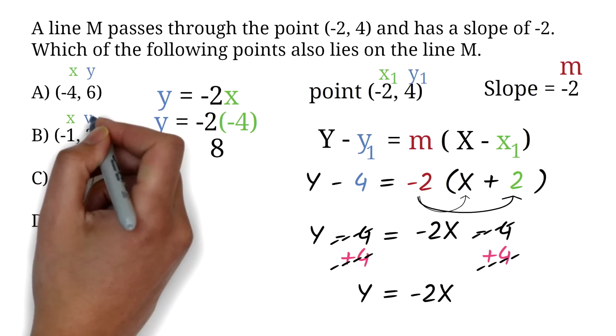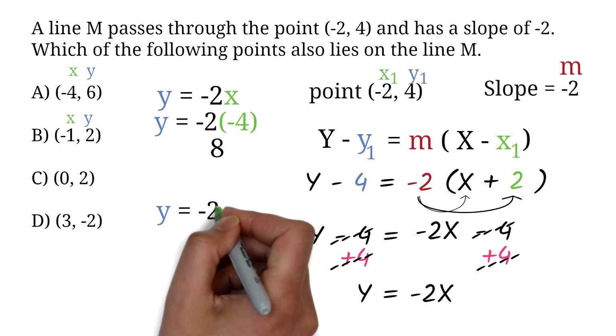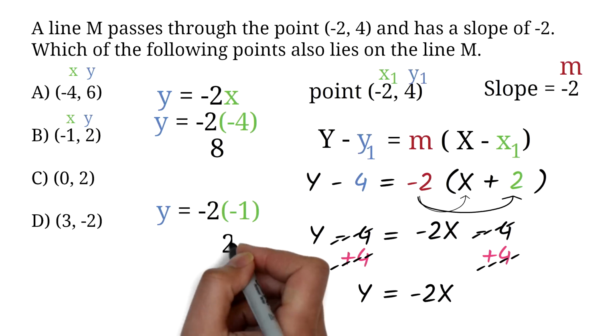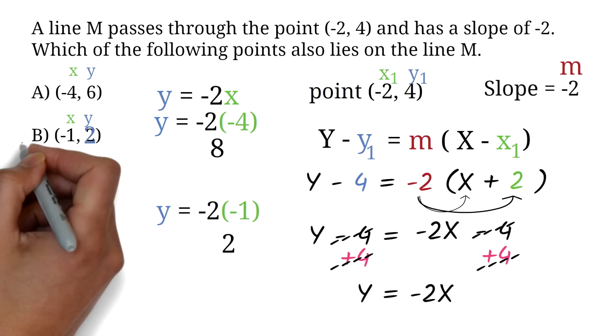Let's check choice B. We input our x value. We have y equals negative 2 times negative 1. Negative 2 times negative 1 is 2. This is the expected y value, so option B is the correct answer.